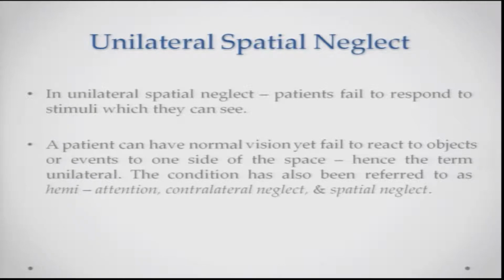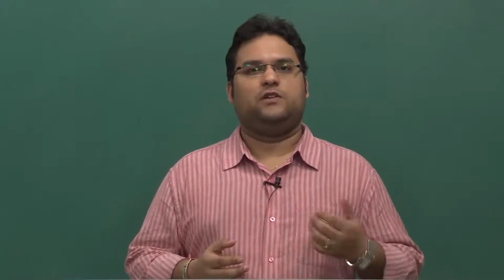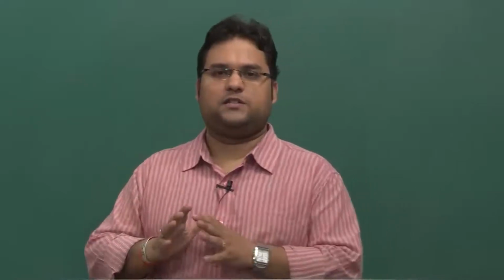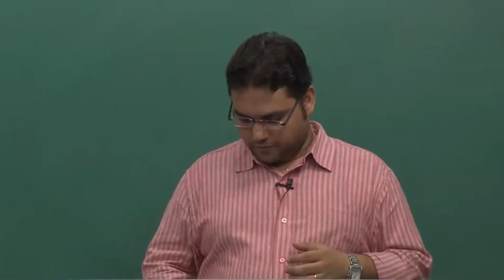There could be a patient who has normal vision, but still fails to react to objects or events to one side of the space. Hence, this is termed unilateral. For example, there could be a patient who has some deficit in the left part of the brain and will neglect everything that is in the right visual field. Even though the visual apparatus is completely intact, even though everything is actually seen, the patient does not interact with that object, does not report seeing that object, and is completely oblivious to that object's presence.